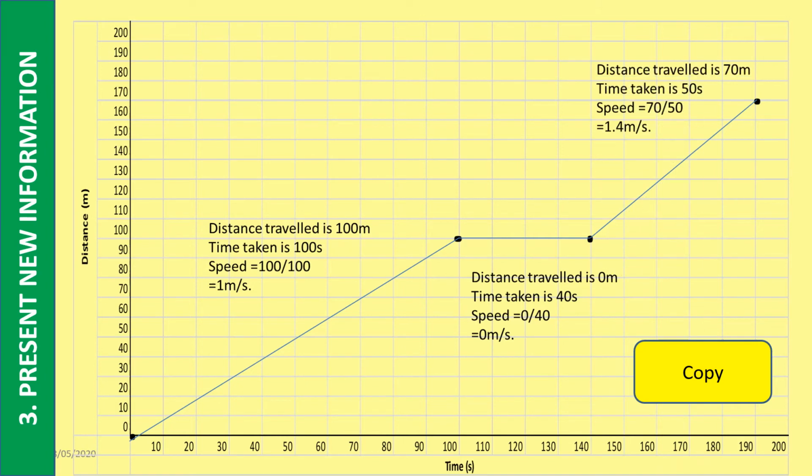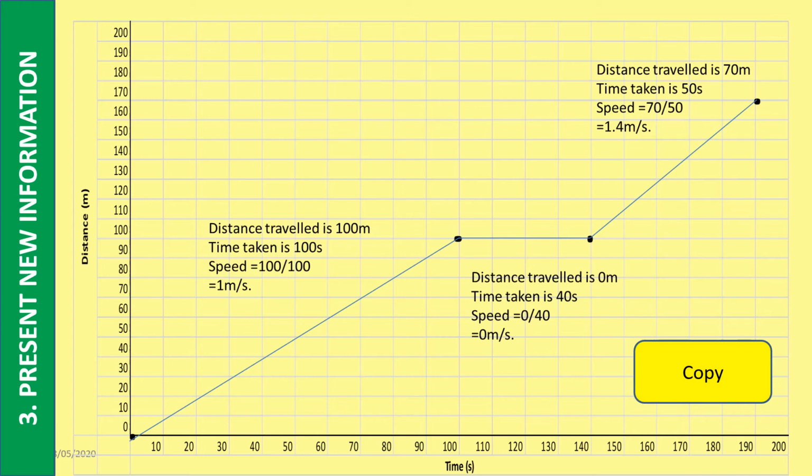For the final part, we can read off the distance covered is 70 meters, of this scale. So from here to here is 70 meters, and we know the time from 140 to 190 is 50 seconds. Speed equals distance divided by time. If you put in your figures, it gives you an answer of 1.4 meters per second.